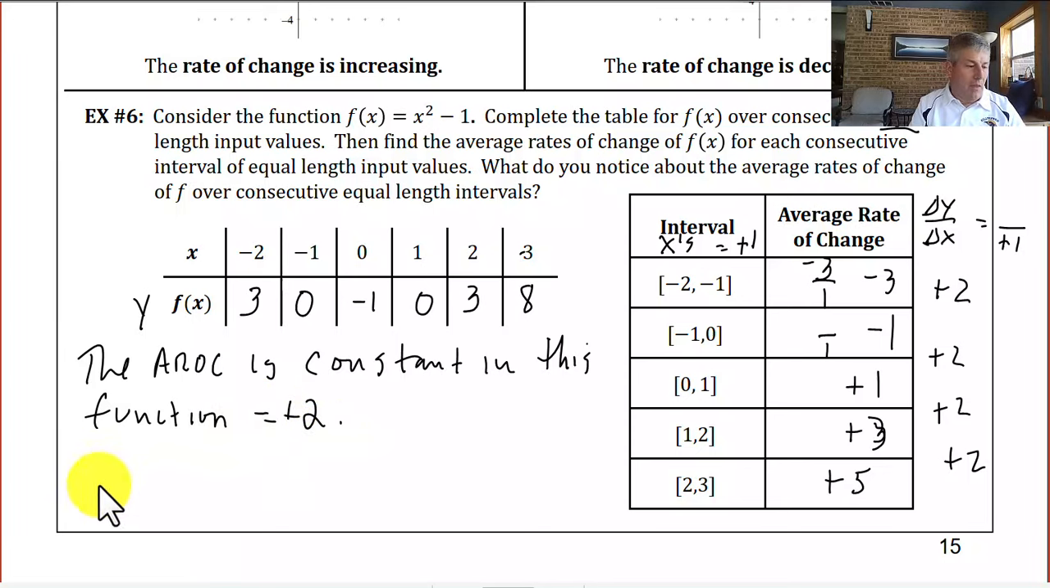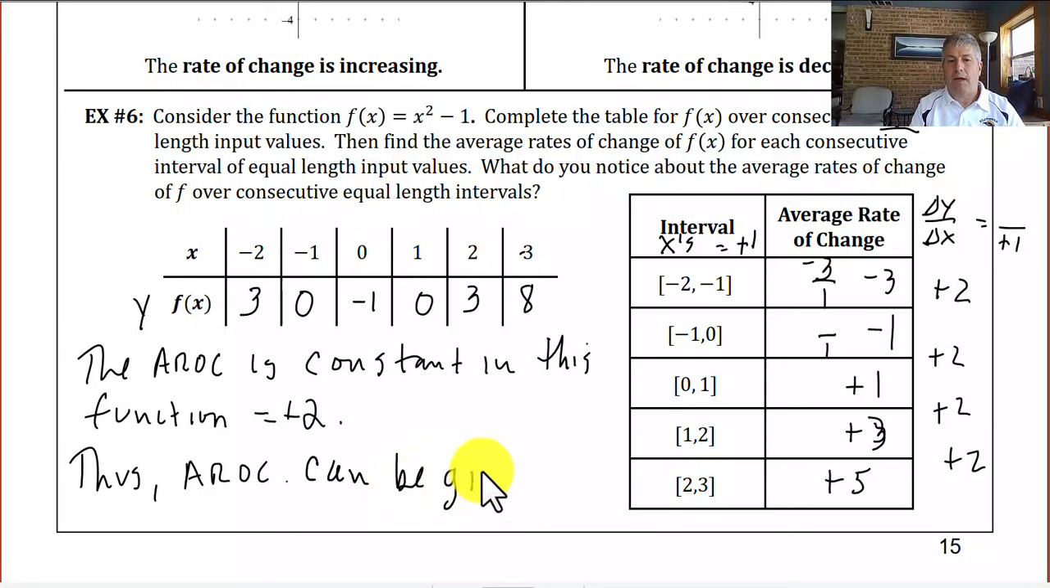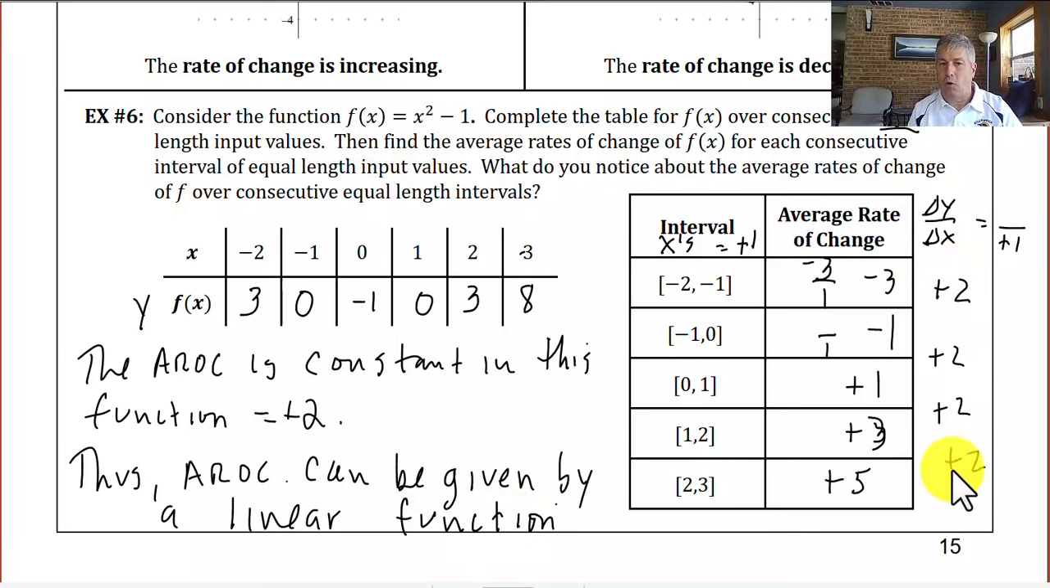So that means the average rate of change can be given by a linear function, because our slope is 2. Our rate of change is constant.